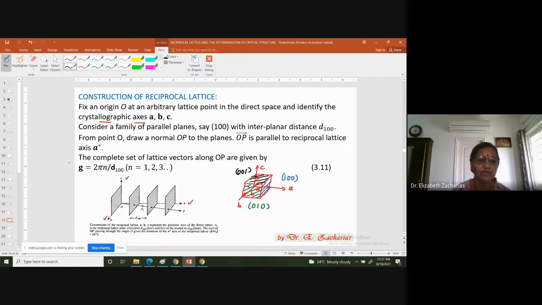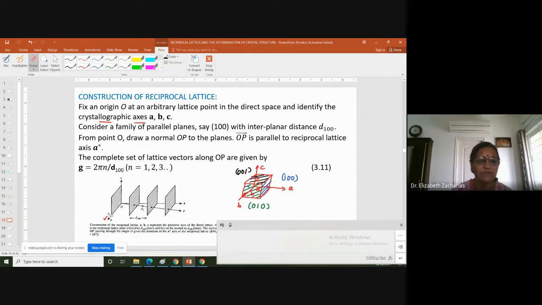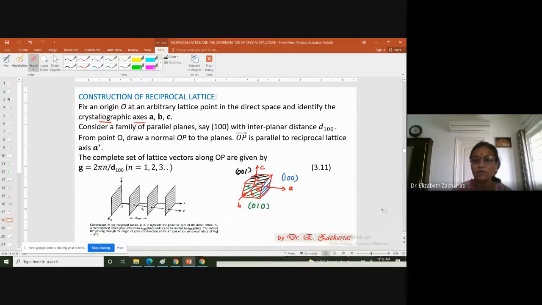See in the picture given here, you have a set of parallel planes. A set of parallel planes are given to you. And you see that these planes are all parallel to the BC plane. And now we say that this is a cell. Therefore, quite obviously, this plane is going to be the 100 plane.